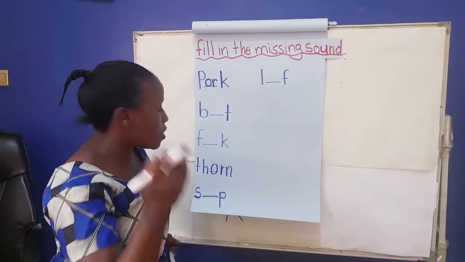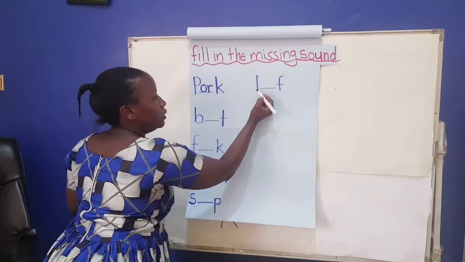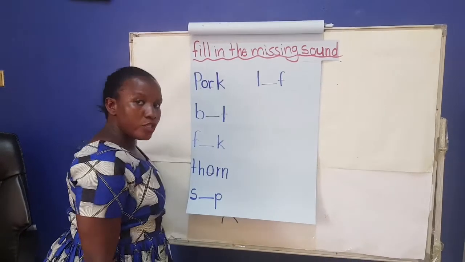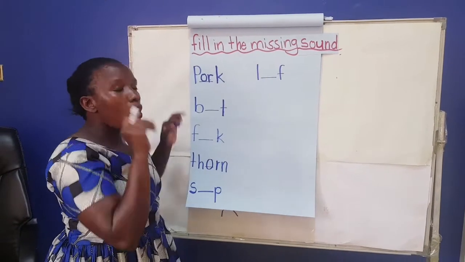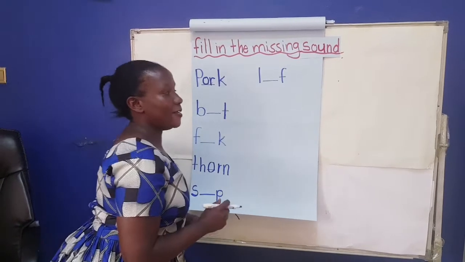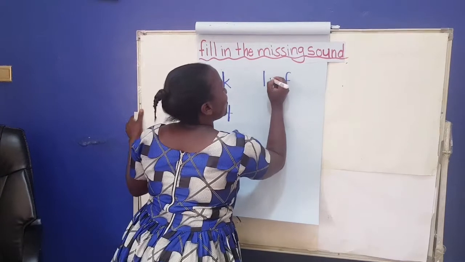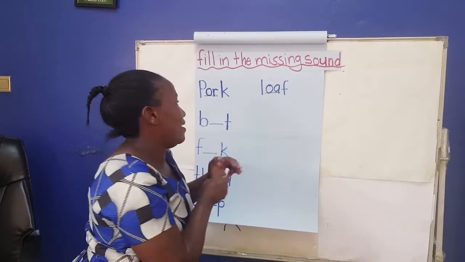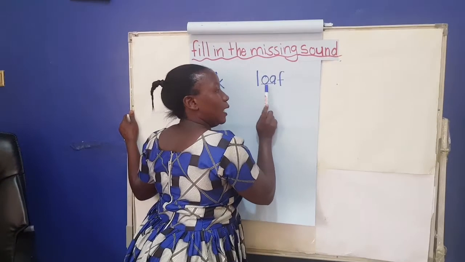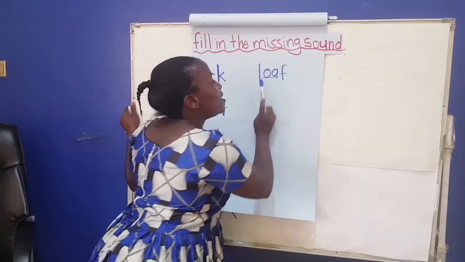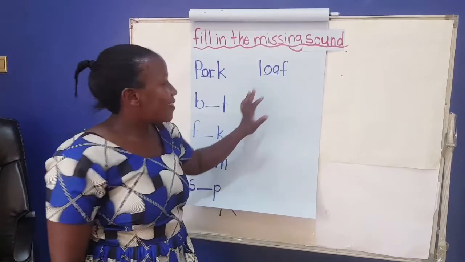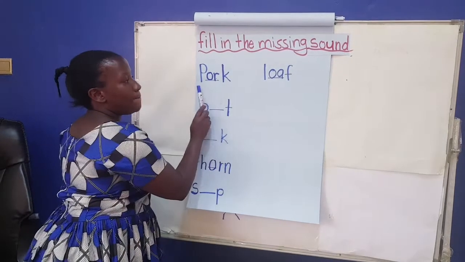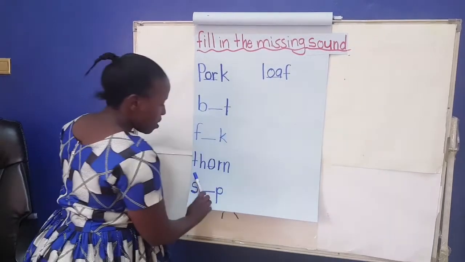Okay, let us fill in one of O, okay? We have here, and dash. Which sound do you think is needed there? Or. But for me, I think I need sound O. Okay, let me put it there and we see if it is correct. You better make sure you're going to clap for me. Let's sound together. Again. Yeah, and the word is loaf. Yeah, let's read. Pork, loaf, thorn.